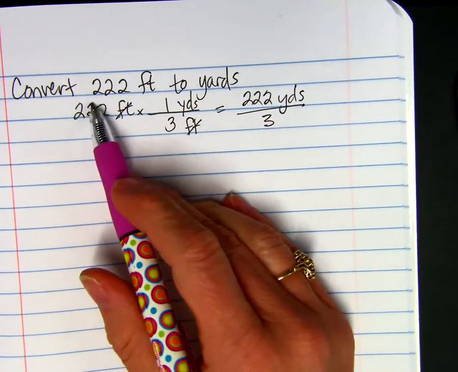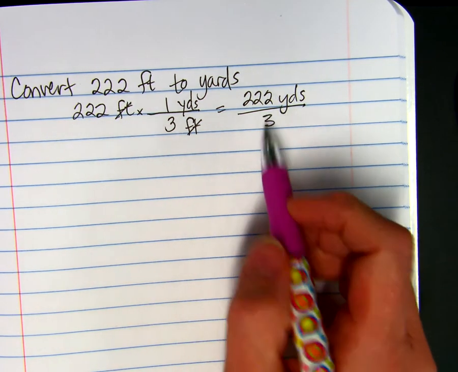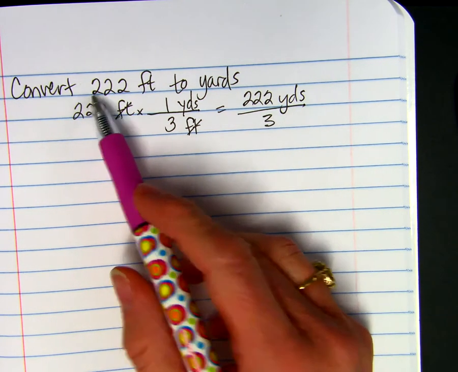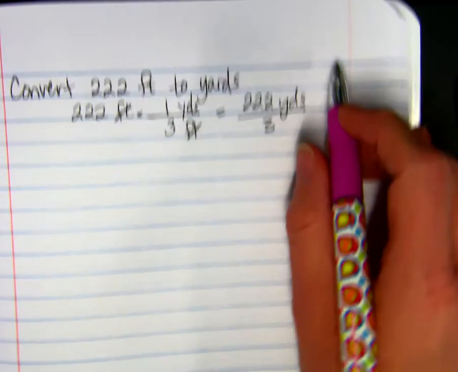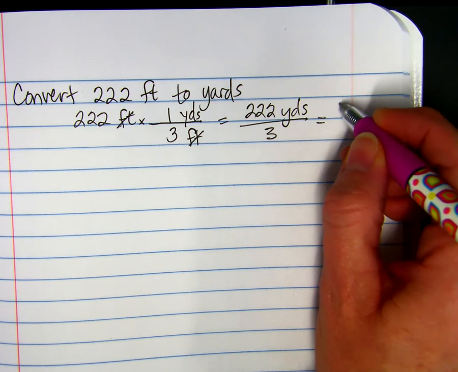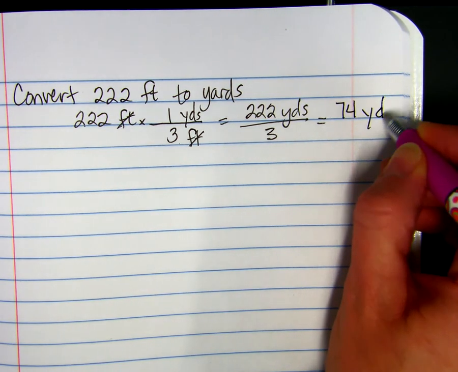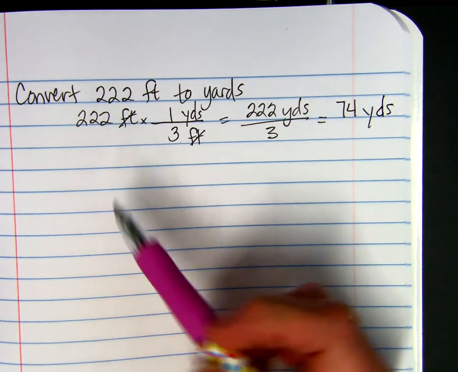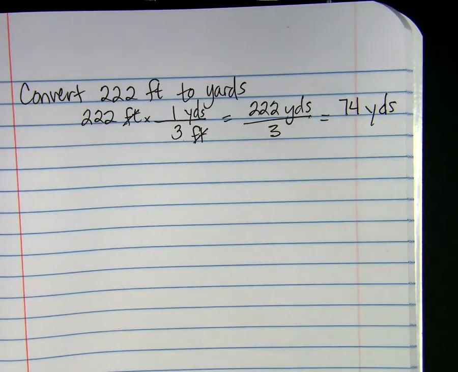I probably would have canceled first, but I wanted to show you that when one's in the numerator, one's in the denominator, you can divide. But you could also cancel. 3 goes into 222 74 times. So 74 yards is the same thing as 222 feet. And that's the end of our lesson.